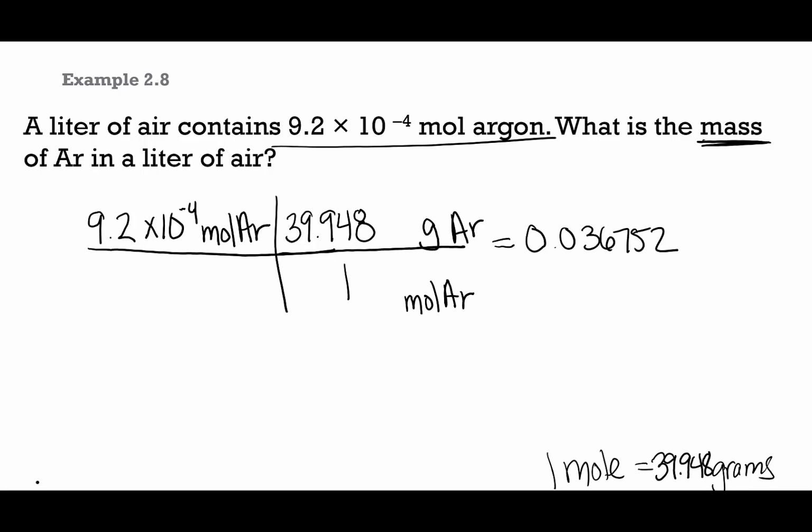We've got to consider sig figs, right? So we always look at the first quadrant to determine the number of sig figs. So we're limited to 2 sig figs. So I can report 0.037, and that is grams of argon.